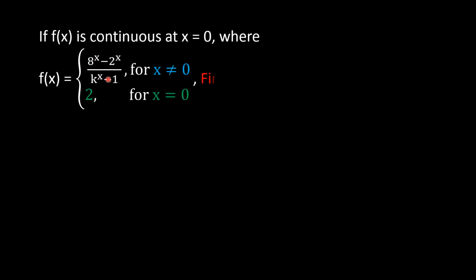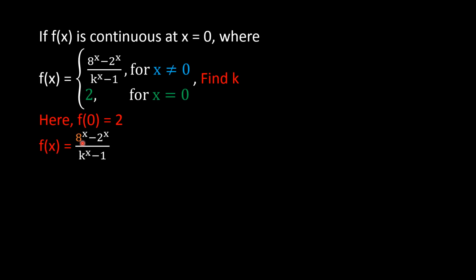If function f(x) is continuous at x equals 0, where function f(x) is defined as this function when x is not equal to 0 and f(x) is 2 when x equals 0, we have to find the value of k. Here f of 0 is 2, that is the value of the function at x equals 0 is 2.